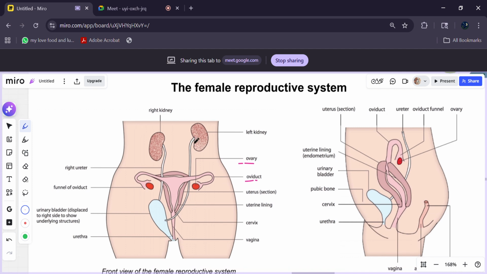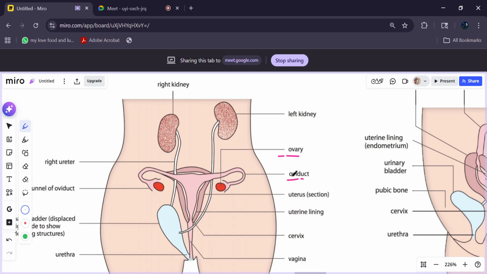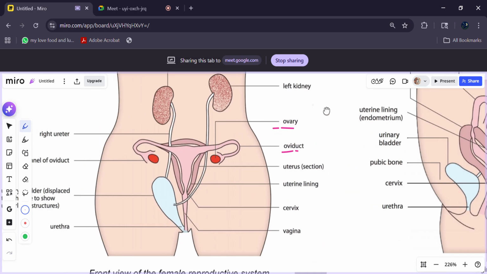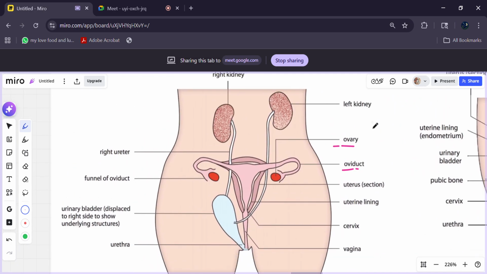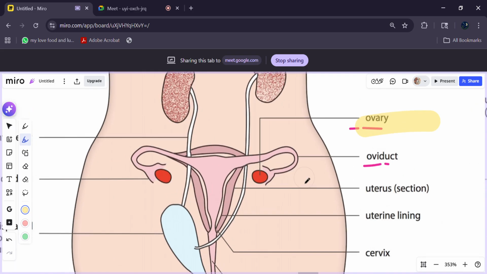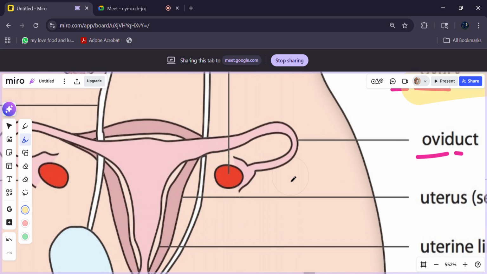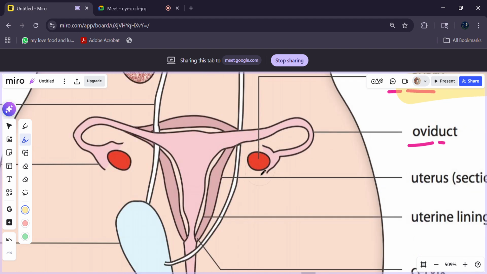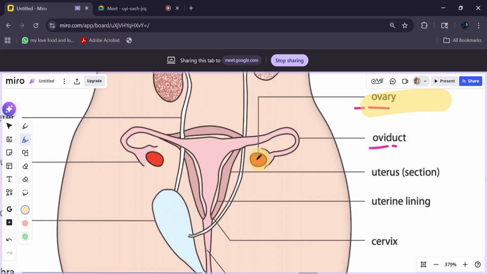Now I'm going to explain each of the functions of all these parts that help build the female reproductive system, starting with the ovary. Now the ovary, there's two of them. This is the ovary. The ovary is the egg. And just like the testes, there's two of them. There's two ovaries in the female reproductive system.